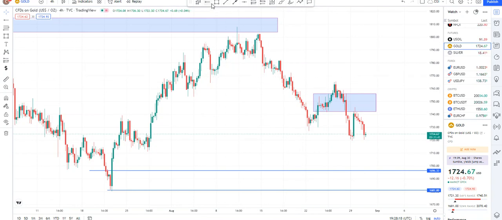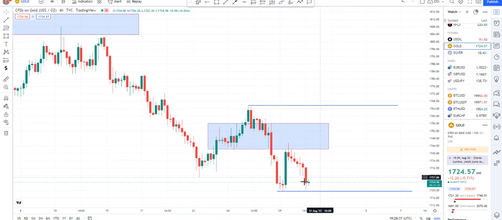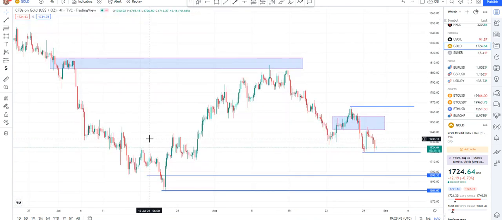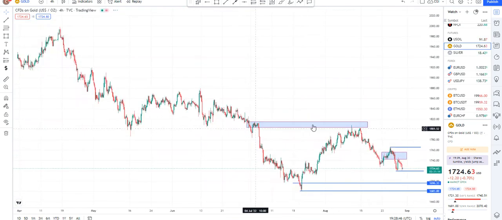The range is from here to here. We're very close to taking out this external liquidity and forming a new range. Looking inside here, we have an imbalance there. So we want to check that out on the 1 hour chart.